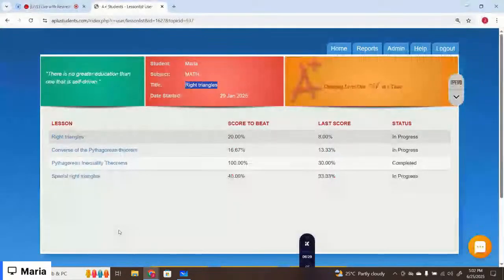So I'm on the break time now. Let's just start with the chapter right triangles. So I'm going to start with the first lesson, that is right triangles.